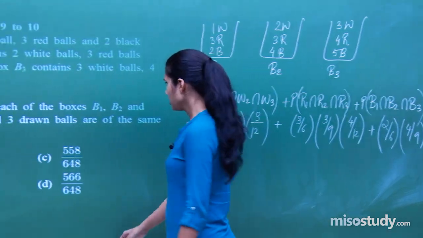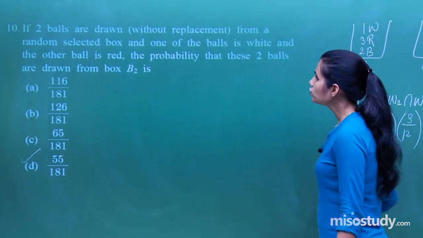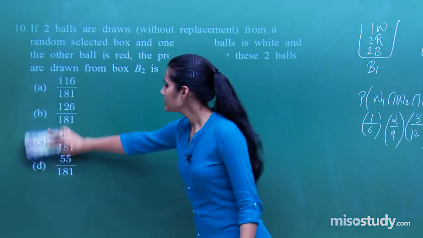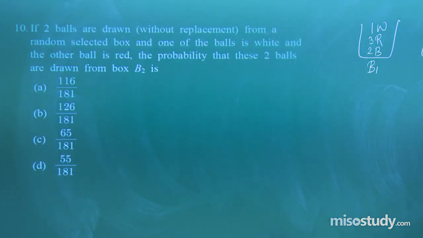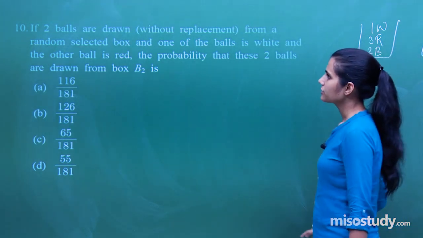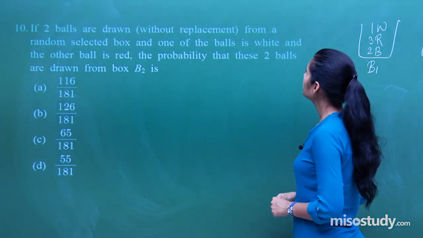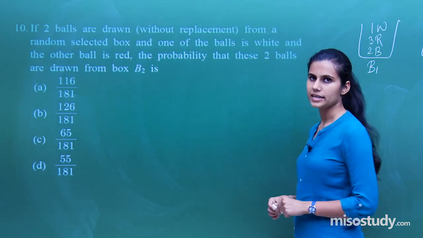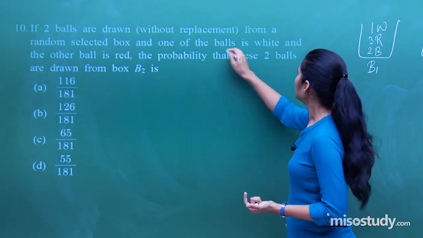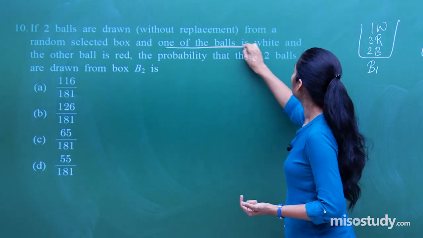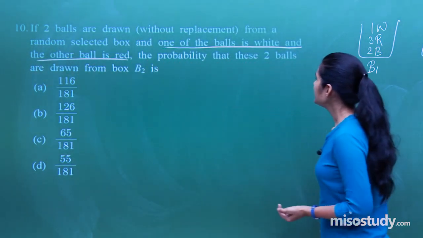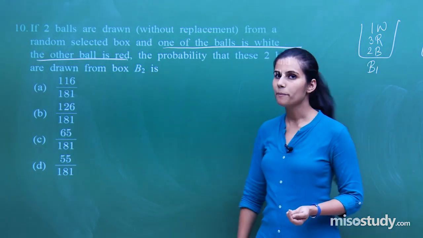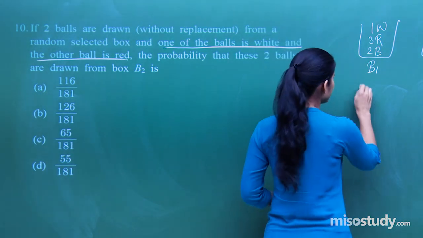Fine? Next question says that in the same setup, what if 2 balls are drawn without replacement from this randomly selected box, and one of the balls is white and the other ball is red. So the outcome is known, one ball is white and the other ball is red. The probability that these 2 balls are drawn from box 2.